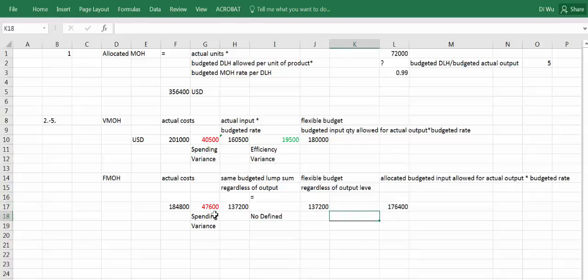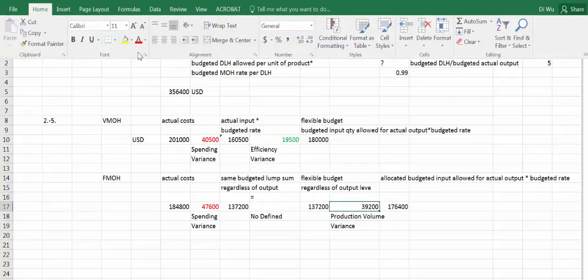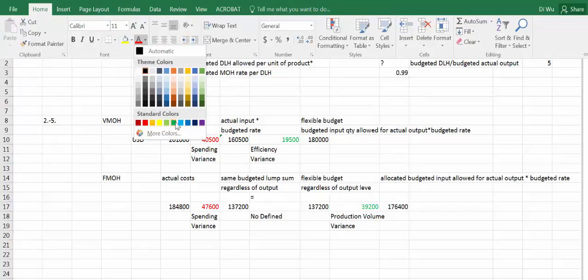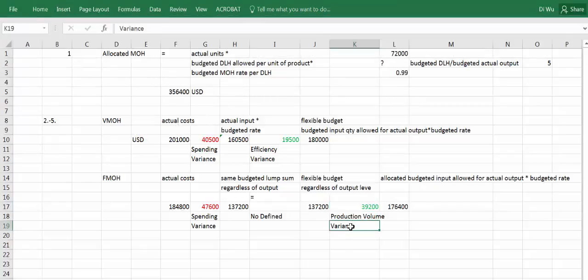For this one we have the production volume variance. This one is pretty easy. Just calculate the difference between them. So we have 39,200, actually favorable. I'm going to put that in green. So that's the production volume variance. Once again, this doesn't mean anything, and we have a spending variance here. So finally, we can summarize all these analyses together.